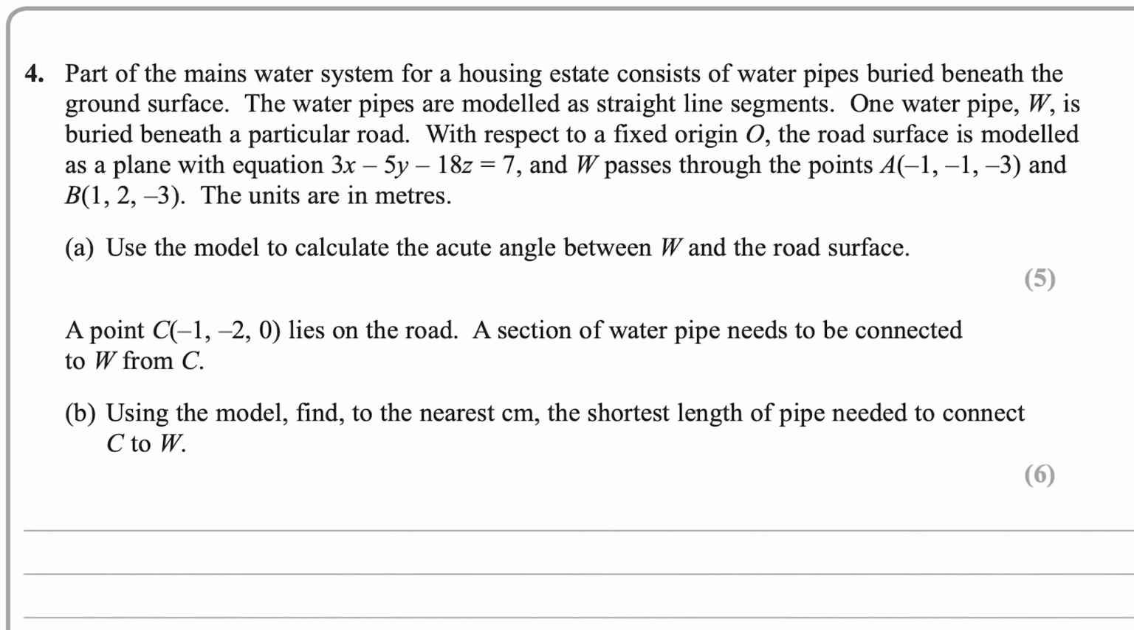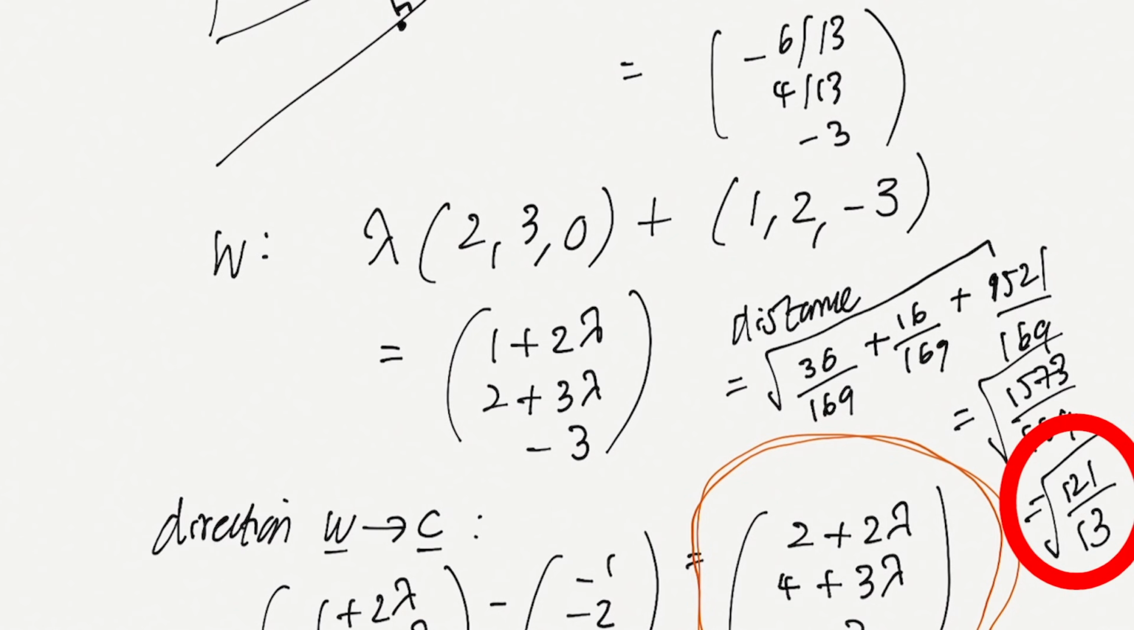Got all the method marks. I think everything I did was correct. I just didn't read the question properly. Lesson learned. And then in part B, the question says, again, I didn't read it, to the nearest centimetre, find the shortest length between this point C and our line. So I left it as the square root of 121 divided by 13, which isn't in centimetres, it's actually in metres, because if you turn that into a decimal, it's just over 3 metres. So the answer should have been 305 centimetres. So again, I think my method's correct, my answer is correct, I just haven't read the question and presented it correctly.